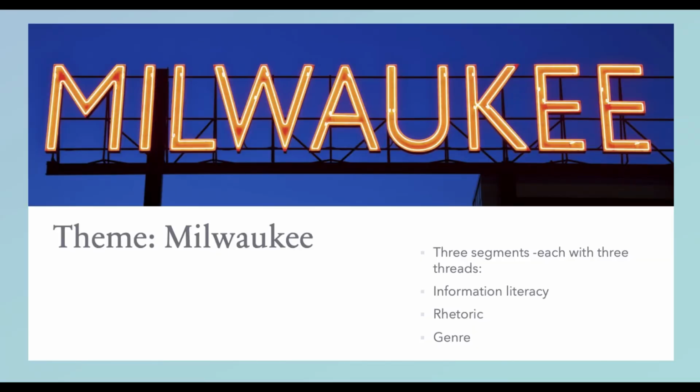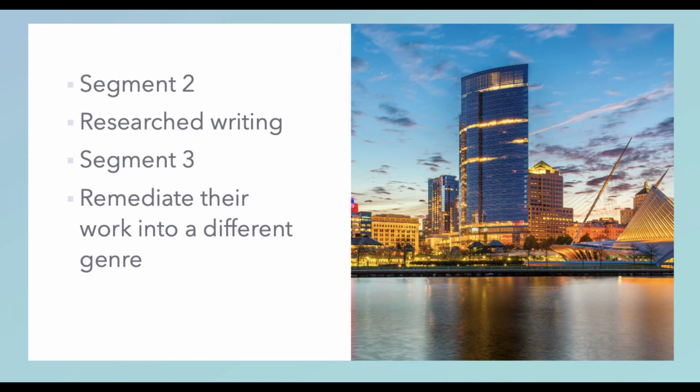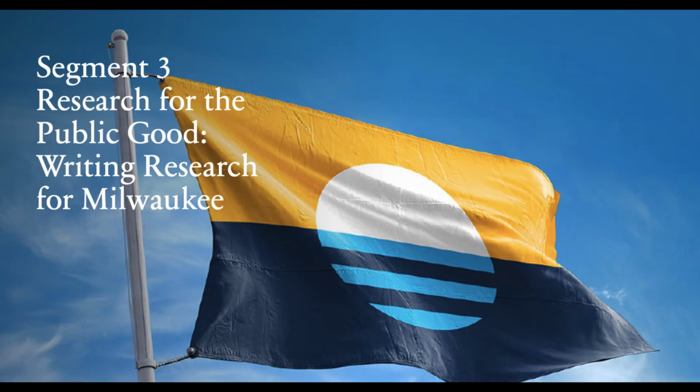So we use a course theme of Milwaukee to ground the course and the rhetorical concepts and give the students a way to connect with the city that they are becoming a part of or living in. In segment 2 is where they do their researched writing, and then in segment 3 is where they remediate that work into a different genre. And ultimately the goal is for them to do research for the public good. So they are writing research for Milwaukee.